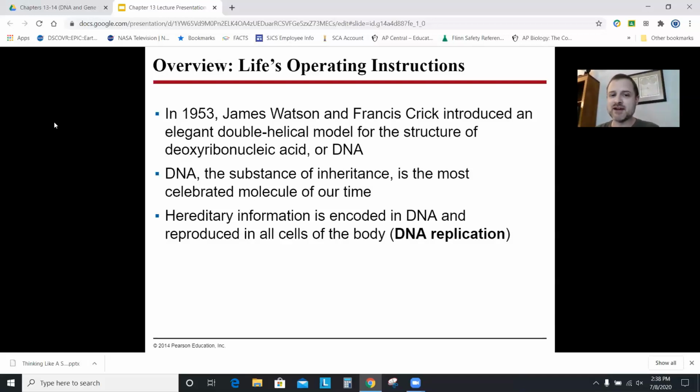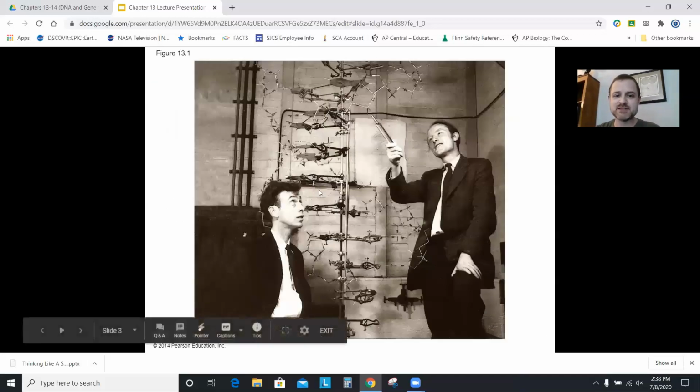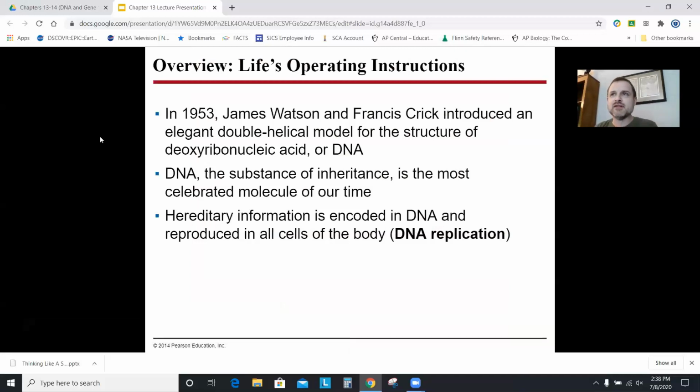Now, you've heard about the guys Watson and Crick. There's a picture, that's Watson, that's Crick. We're gonna get more into them in a minute. They did not discover DNA, they discovered the structure of DNA. People knew about DNA going back to the 1800s. They knew that there was this stuff inside the nucleus that was slightly acidic, so they called it nucleic acid. They didn't know what it did though until later in the 20th century.